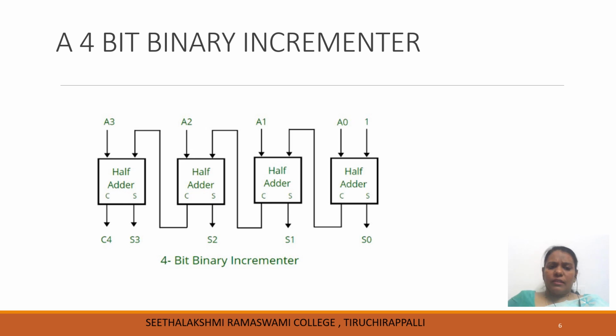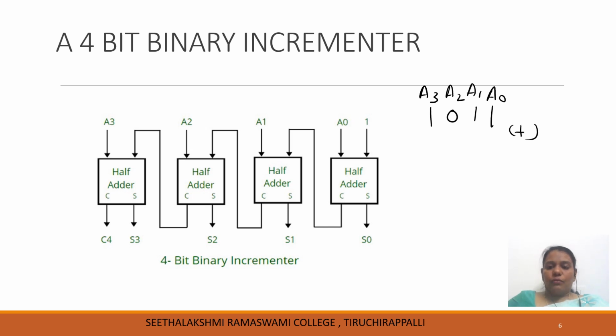What is an incrementer? An incrementer will increment a binary number by 1. Suppose we have a number like 1011. So this number is my A0, this is A1, this is A2 and this is A3. We want to increment this number.